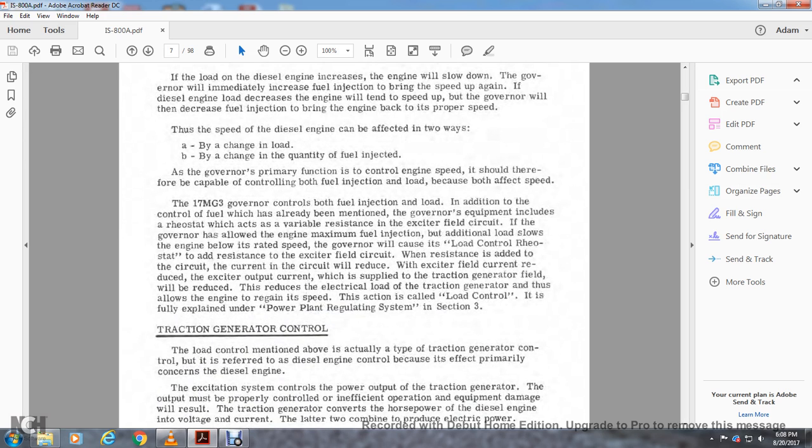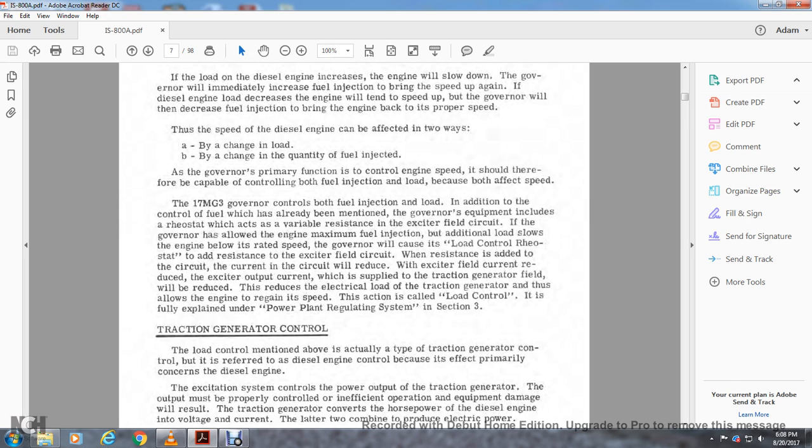Thus, the speed of the diesel engine can be affected in two ways: A, by changing the load; B, by changing the quantity of fuel injected. The governor's primary function is to control engine speed, and it must therefore be capable of controlling both fuel injection and load, since both affect speed. The 17MG3 governor controls both fuel injection and load.